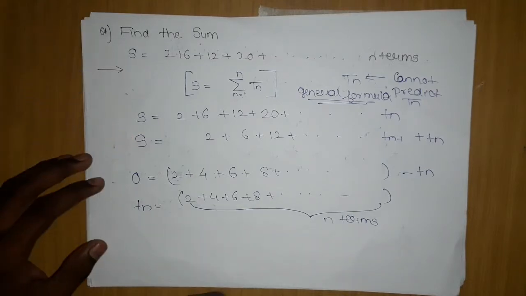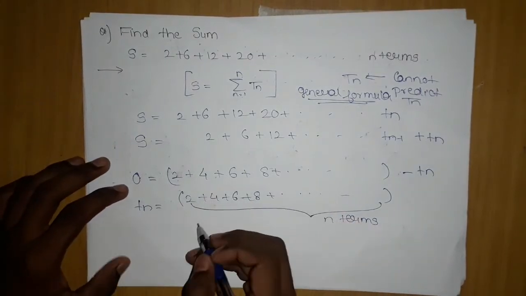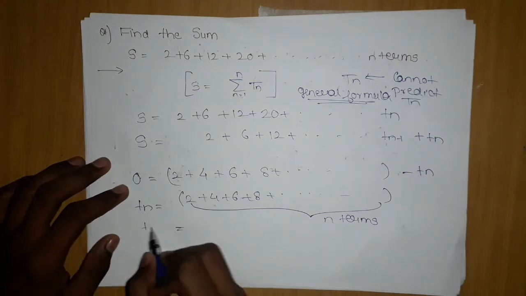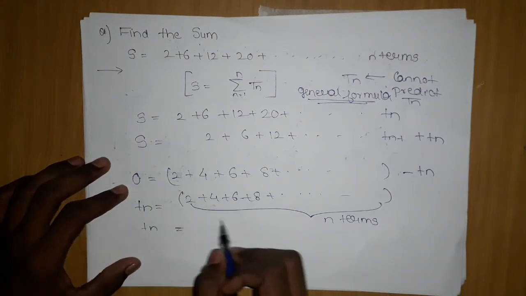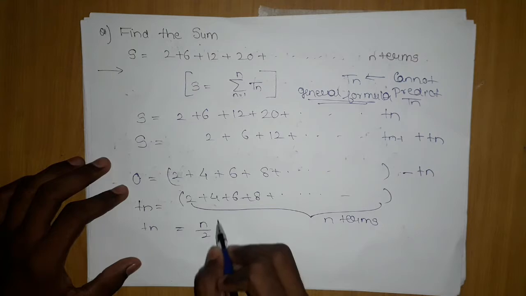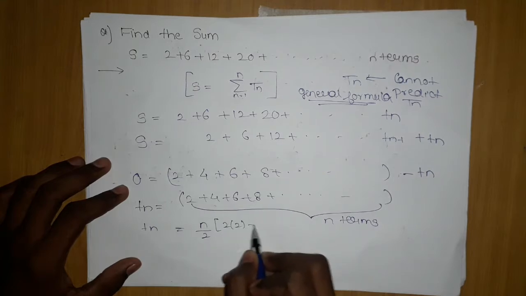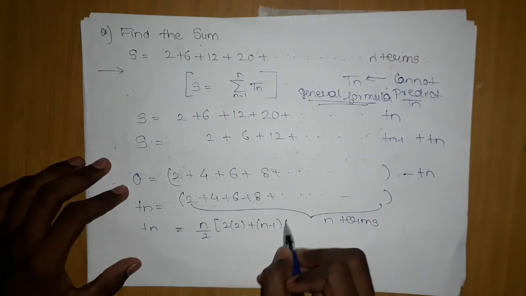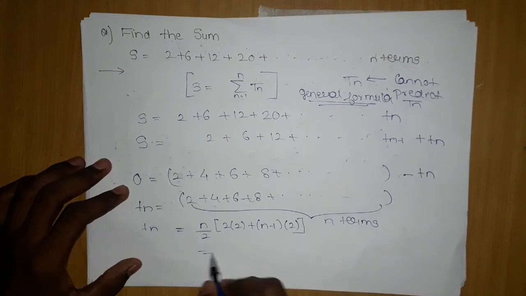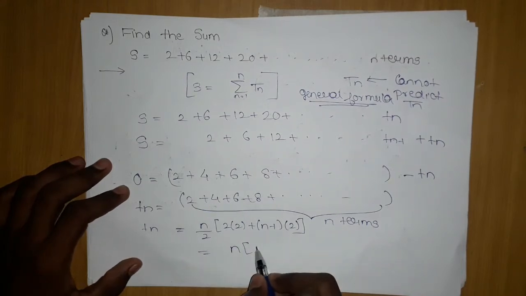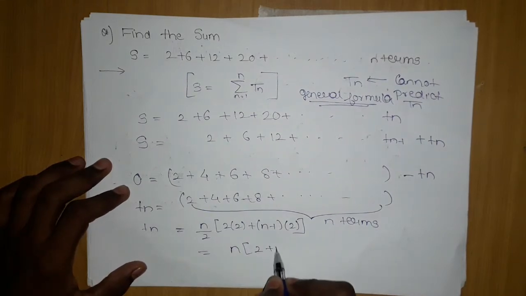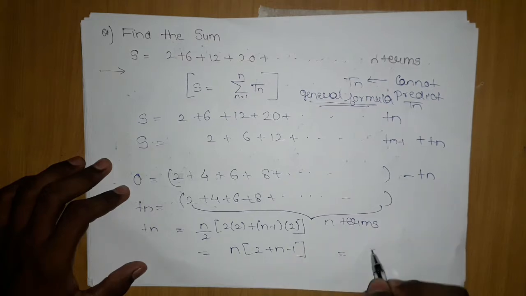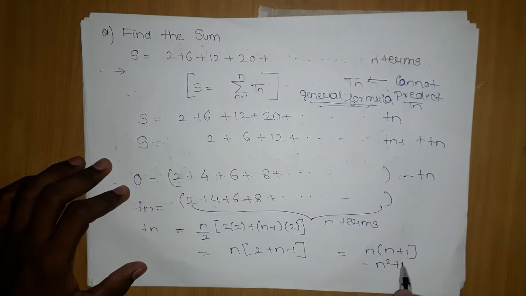So what is the general process? Now we want to find its sum to get the general term. It has n terms, so the sum is n by 2 into 2 plus n minus 1 into 2, which gives n into 2 plus n minus 1, which ends up as n into n plus 1, giving n square plus n. So I got my Tn term.